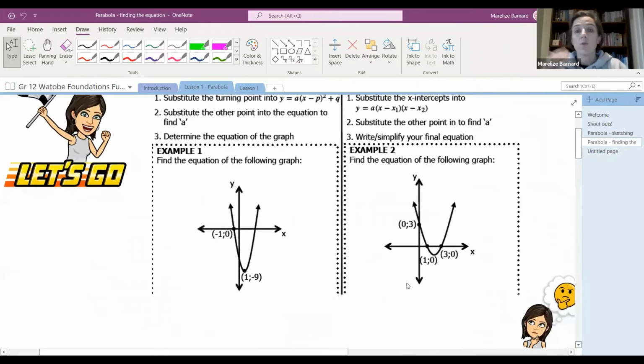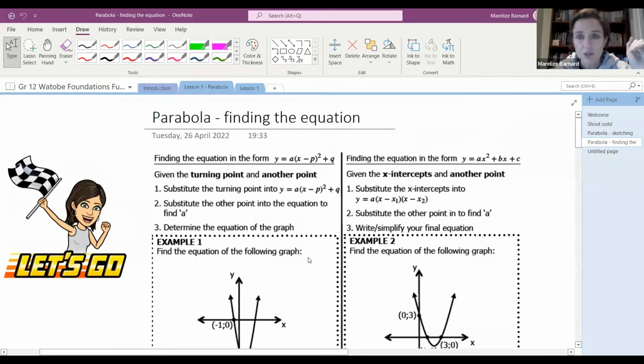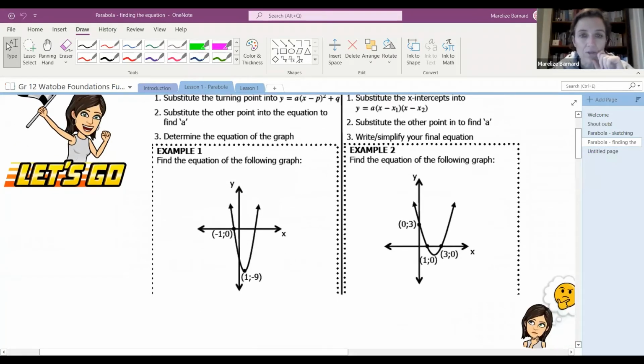Okay, so we've got to do it both ways. We've got to be able to sketch given the equation, and we've got to be able to, given the sketch, say what is the equation of the parabola? All right, so again, we're going to work with our two formats, the turning point format and the standard form. So let's start here with our turning point format.